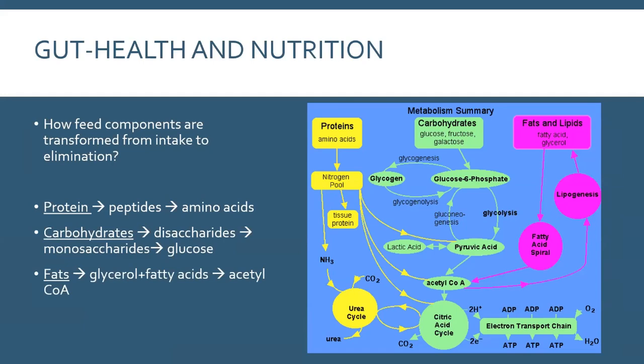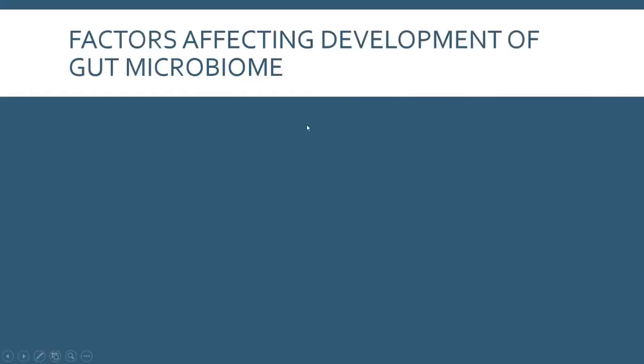The gut should be functional, the gut should be healthy, and all these macronutrients, the transformation to their simplest form would depend on the status of gut health. Okay. So what are the factors which affect the gut microbiome, the development of this gut microbiome?